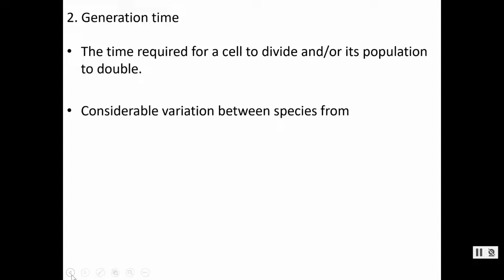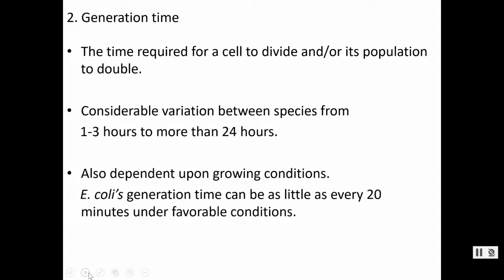Now this can vary between different bacteria. E. coli has a very quick generation time. It can replicate as fast as every 20 minutes. Tuberculosis and leprosy can take up to 24 hours to replicate.